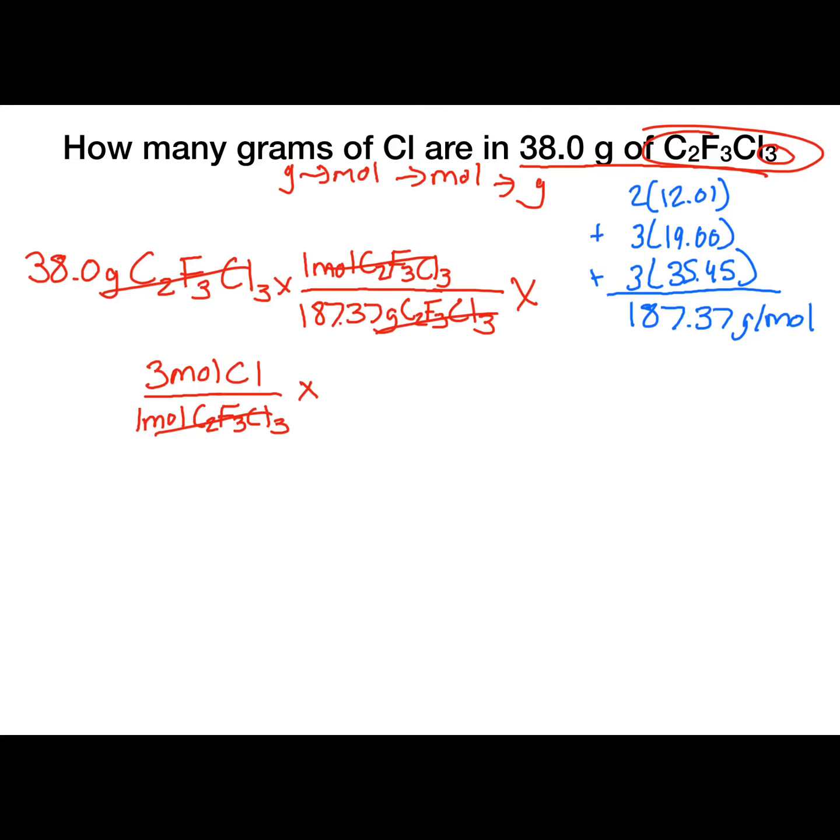So now it's asking us to do grams. So we need to go from moles of chlorine to grams. So we know by looking at the periodic table that 1 mole of chlorine is equal to 35.45 grams. Okay, so our moles cancels out and we're left with our grams. Now our final answer is, when taking into account our 3 significant digits, our final answer is 21.6 grams of chlorine.